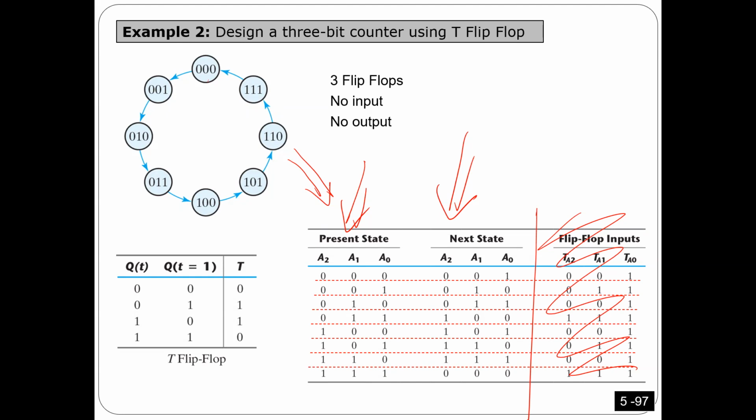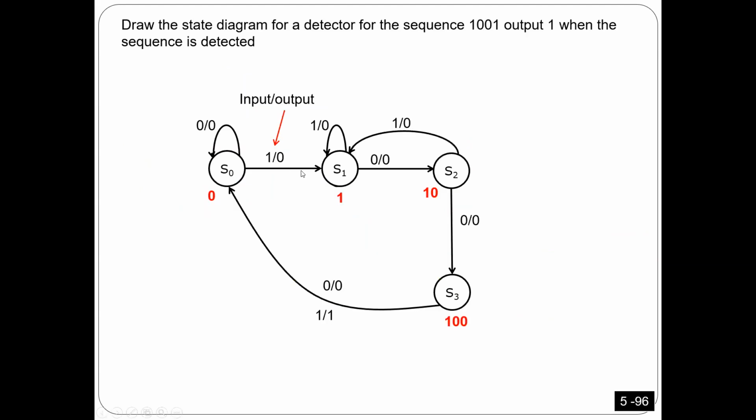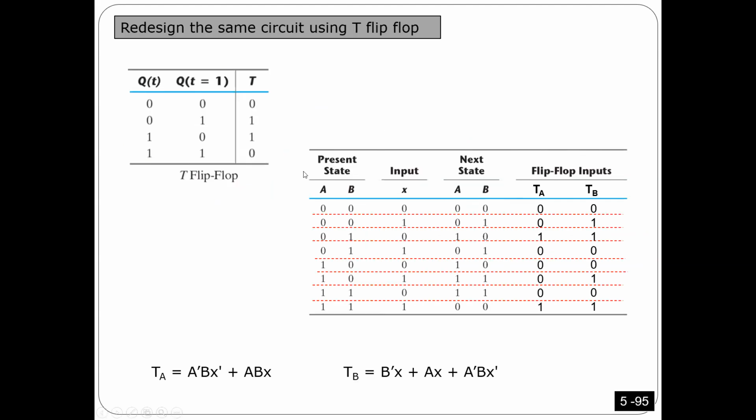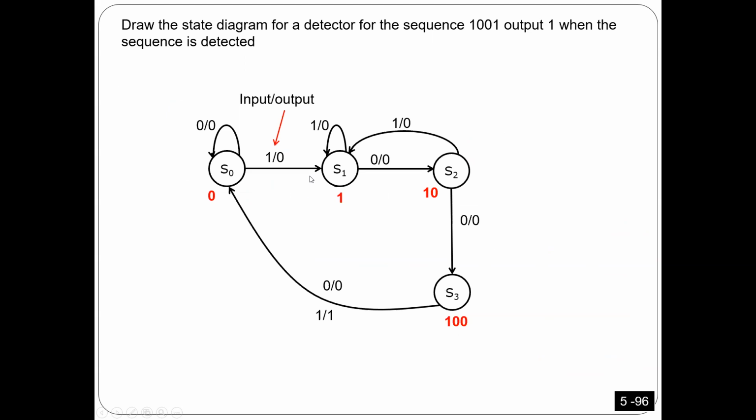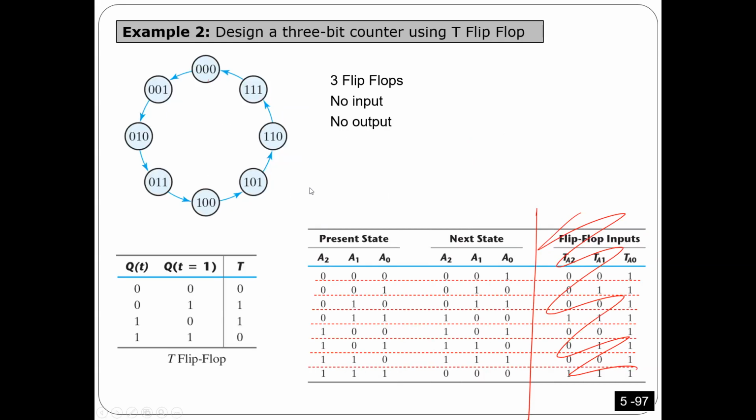Now I decided here in this example, as I said before, you can use any type of flip-flops. That's why in the previous example, I'm going to implement the same circuit using the three types of flip-flops we have, just to show you. But for this one, I just selected one. Here I decided to use the T flip-flop. In case of the T flip-flop, you have only one input, T.